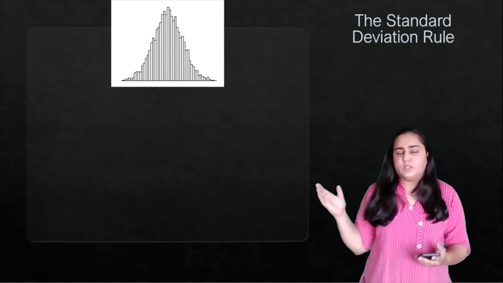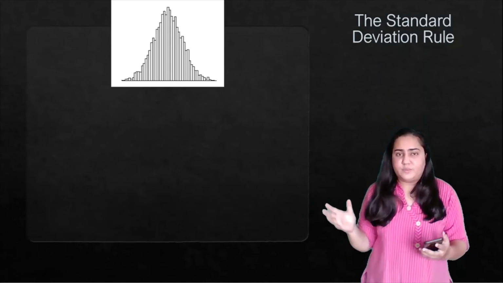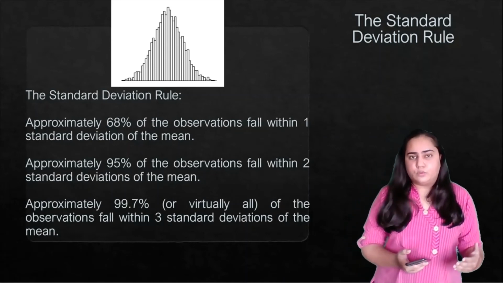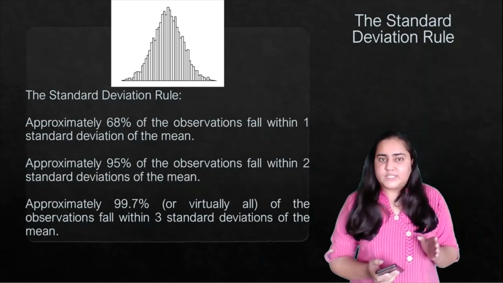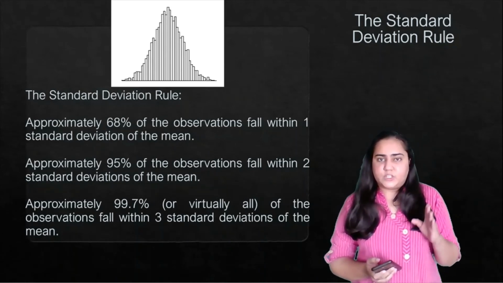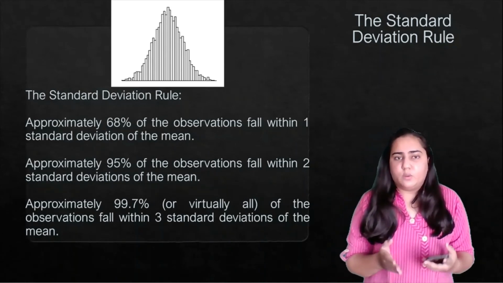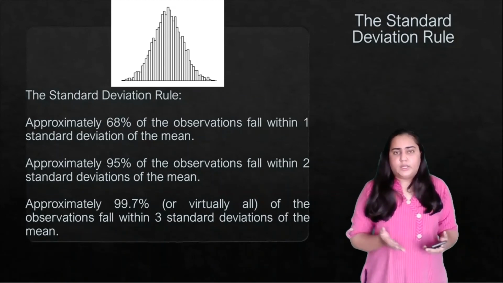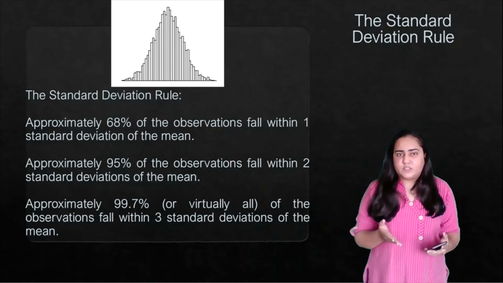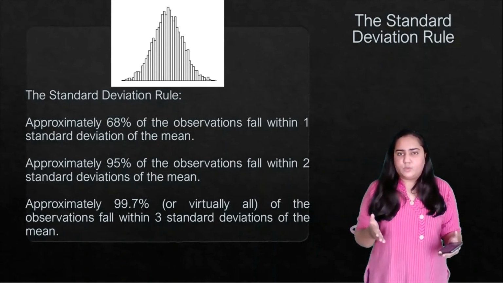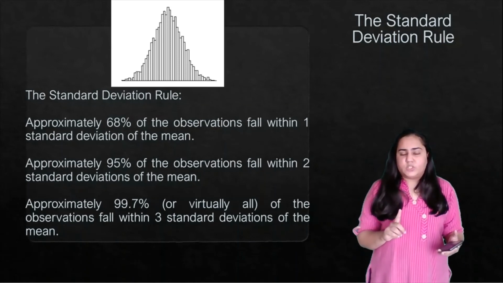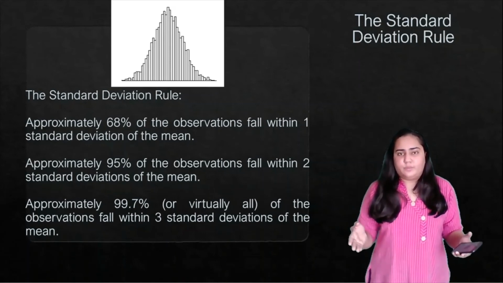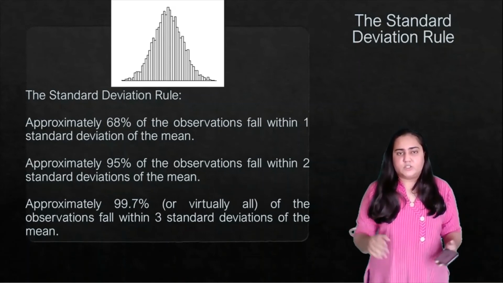Now, if you have this type of graph or something similar, then you can use the standard deviation rule, which says that approximately 68% of the observations here will fall within one standard deviation of the mean. Your mean is 9, so 68% of your data will fall within one standard deviation, which is 9 minus 4 and 9 plus 4. So 68% of data will fall there.